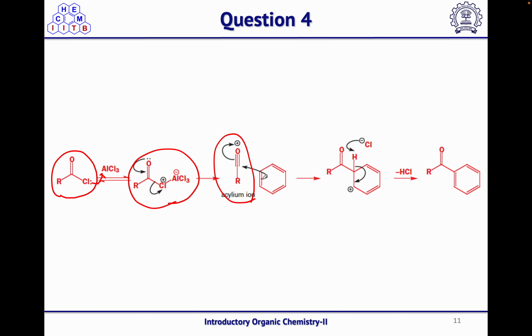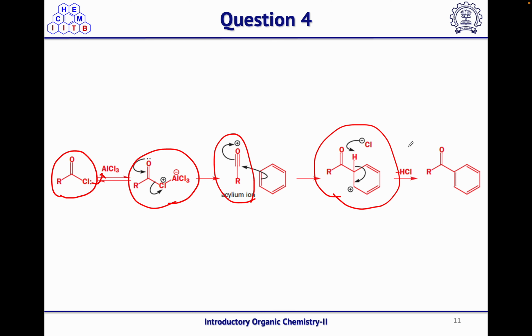Then the benzene ring will attack this carbon of the acylium ion, and electron density will be pushed towards this oxygen so as to neutralize this positive charge. It will result in formation of this intermediate species. Now the next main task is regaining of aromaticity. For that, a chloride ion present in the system will abstract this proton and push electron density in this direction so as to neutralize the carbocation, and we get this acylated benzene system.